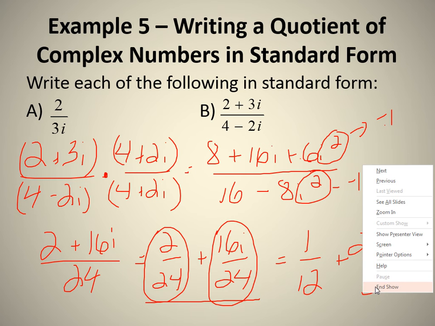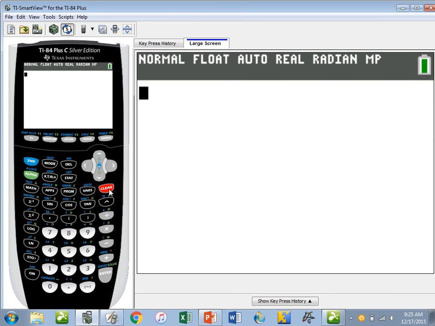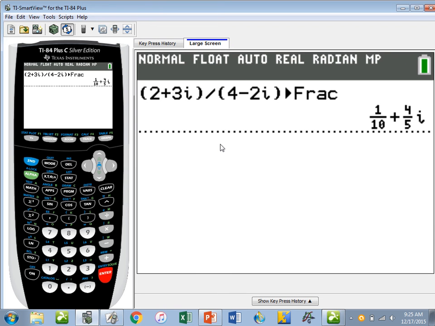So to check to see if I'm right here, if I come back to my calculator, and just be careful when you put this in. When I take the numerator, I'm going to put this in parentheses. So I'm going to have in parentheses 2 plus 3i. Divided by the denominator in parentheses, 4 minus 2i. And I'm going to use math, frac, enter this before I hit enter. So there's the value that you get when you do that. So that looks a little bit different than what we got.